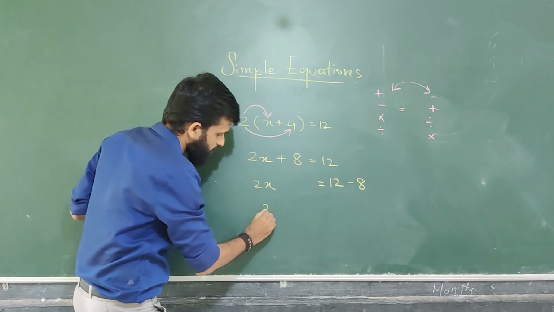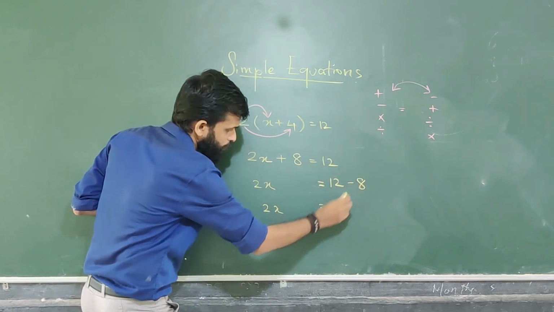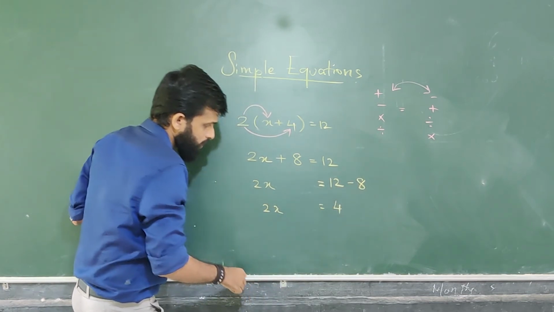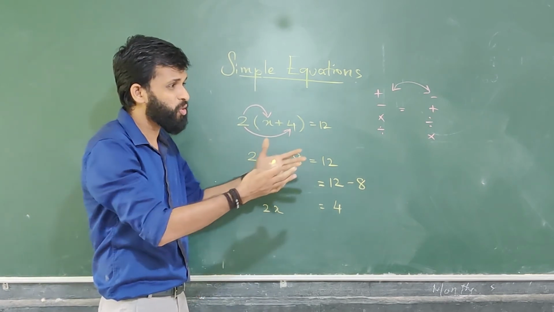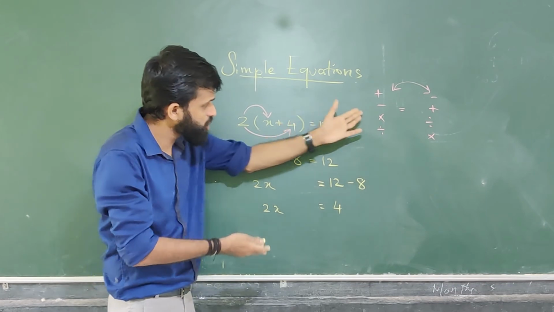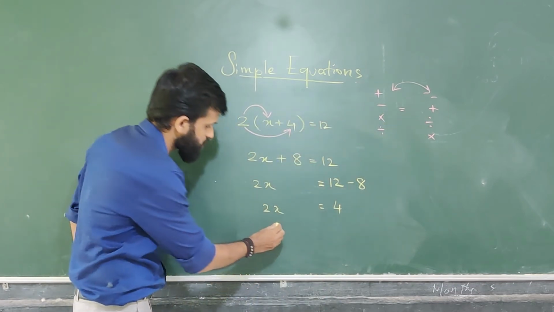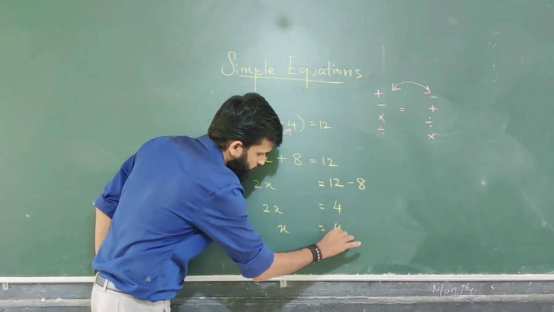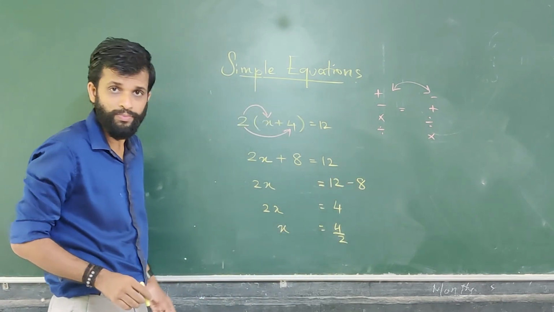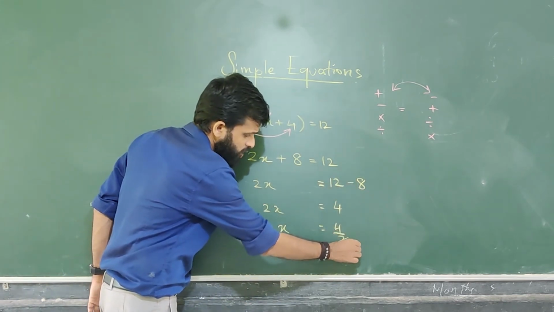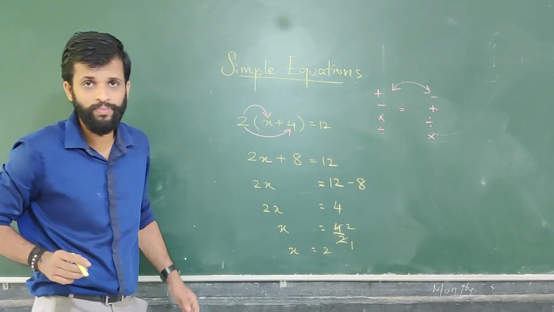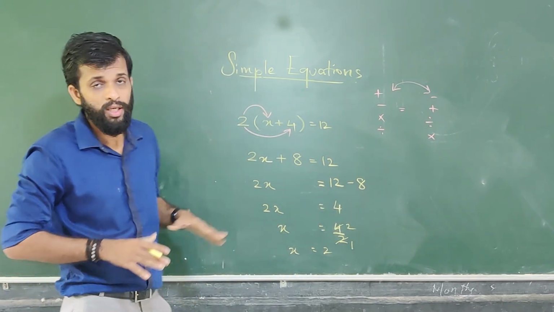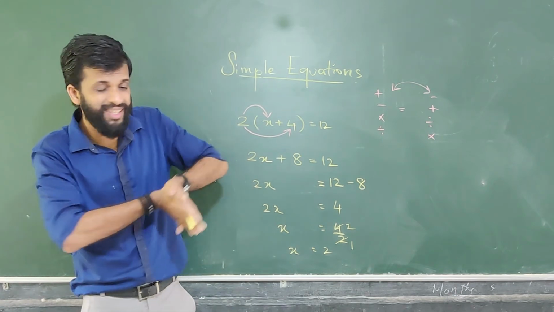Okay, and this will become 2x equals to, this will be 4, and now this 2 is multiplied. I don't want it over here, I want to throw it on the other side. So multiplication on the other side becomes division. So x will be 4 upon 2. And I can cancel this off by saying 2 ones are 2, 2 twos are 4. So x is equal to 2. I hope this is clear and you have understood this problem.